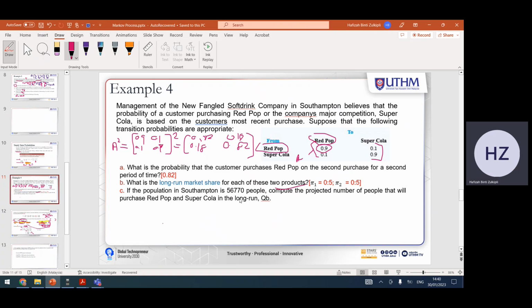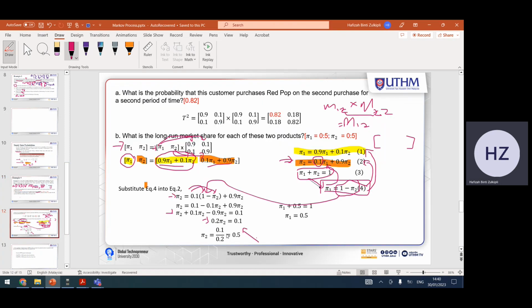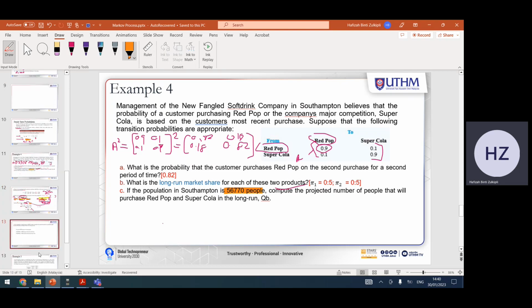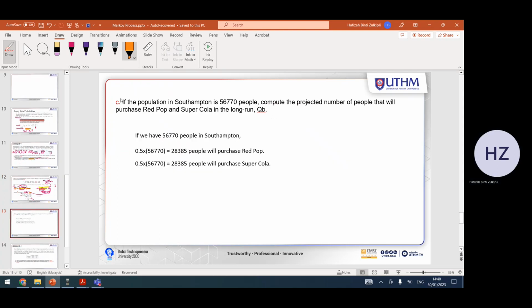So in the long run, we will use the value of pi 1 and pi 2. The answer for C is just the total number of people, 56770, times pi 1, and 56770 times pi 2. So this is the answer for C.